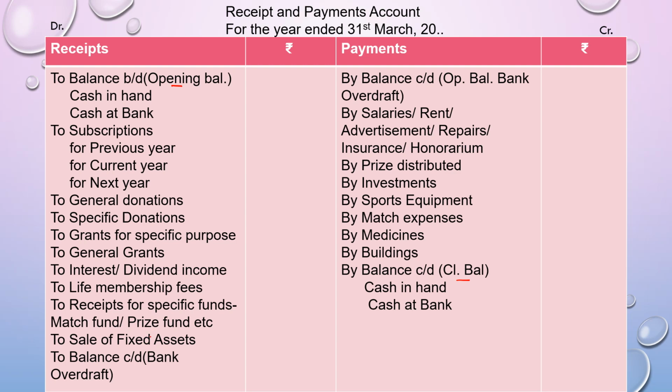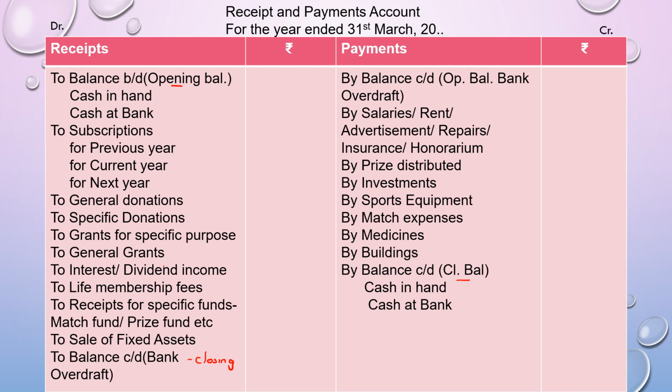Sometimes the fixed assets which are held by the not-for-profit organization might be sold, and whatever amount is received appears on the receipt side. Also, you might find the closing balance here of bank overdraft. In case the bank balance is an overdraft balance, then the closing balance comes on the debit side of the receipt and payment account. So this is the closing balance. So these are the several items that you can find on the receipt side of your receipt and payment account.